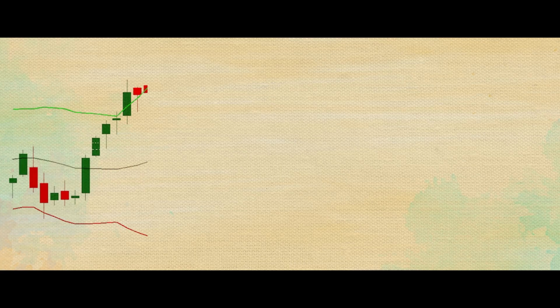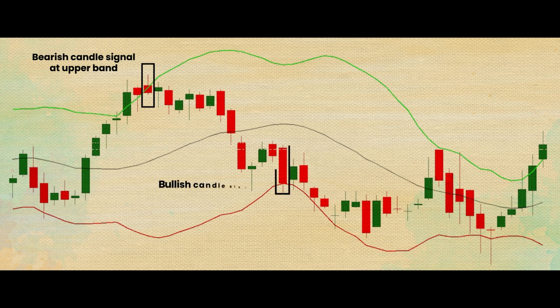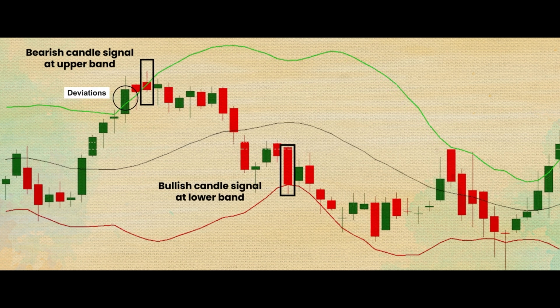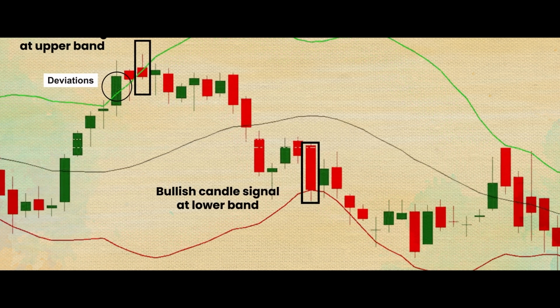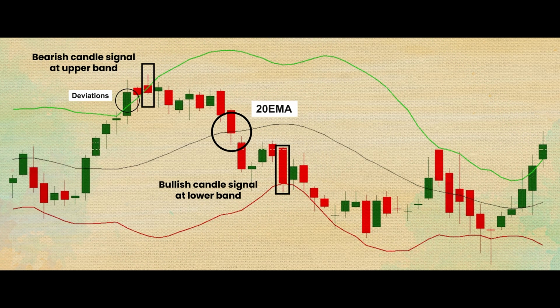Sure. Now let's take an example of how candlestick can be used in combination with Bollinger Bands to generate trading signals. Alright? Look here. As discussed, you will mostly observe bearish candlesticks at the upper end of the band and bullish candlesticks at the lower band. When prices move 2 standard deviations above the MA and touch the upper band, there is a high probability that the prices will come down to the 20 MA and eventually to the lower band. Similarly, when prices move 2 standard deviations below the 20 MA and touch the lower band, there is a high probability that the prices will go up to 20 MA and eventually to the upper band.